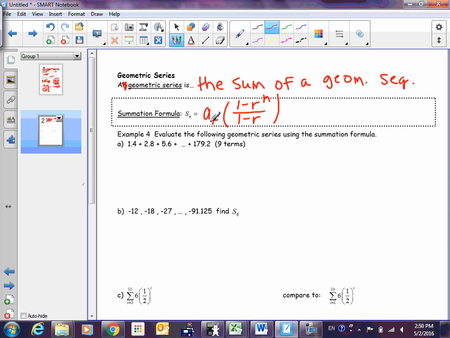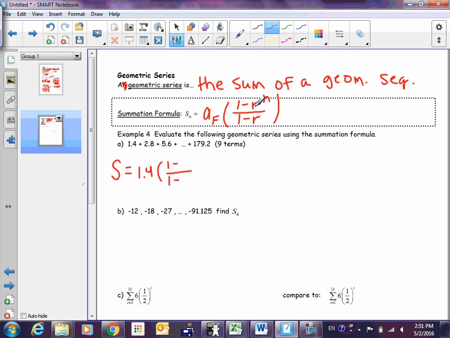Okay, so we need the first term, we need r, and we need the number of terms. Unlike the arithmetic series, we don't need the last term. So that's kind of nice, although they're giving it to us here. Let's start with what we know. 1.4 is the first term. And we know we're going to have a 1 minus and a 1 minus. I like to just start with what we know and then figure out what we don't know.